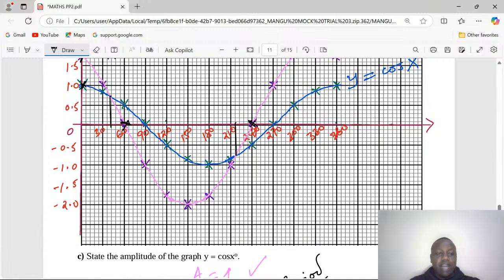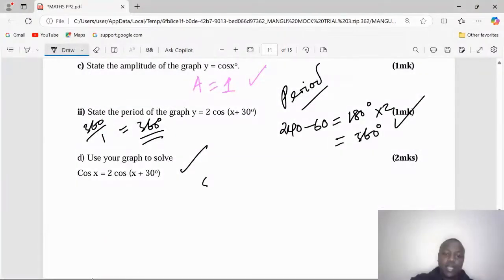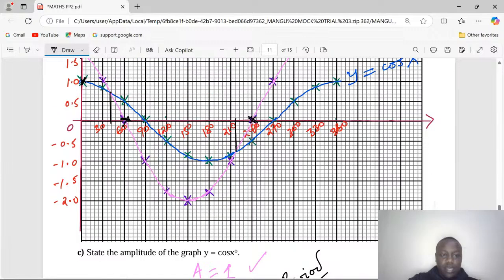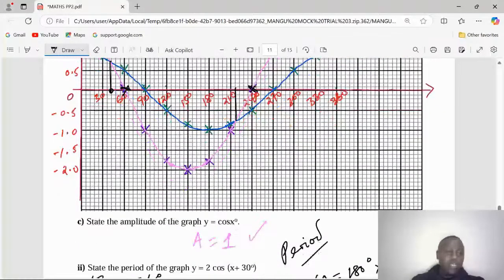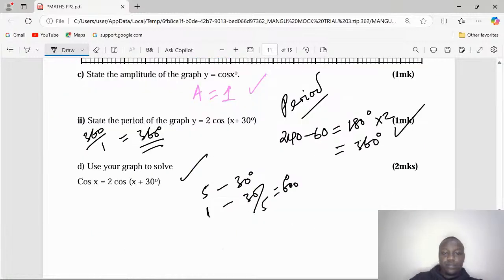Within 5 complete squares, there are 30 degrees. What about in one? It is 30 over 5, which is 6 degrees. Each small square represents 6 degrees. If it represents 6 degrees, then the value of x at this point will be 30 plus 12, which is 42.